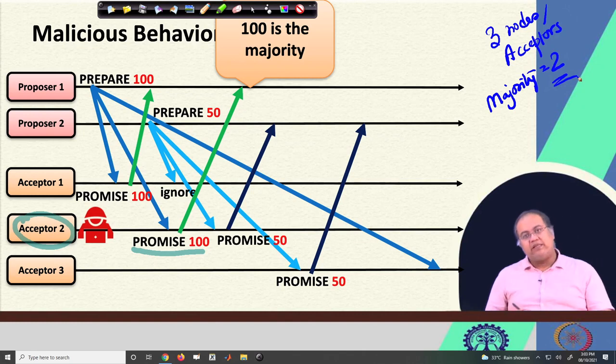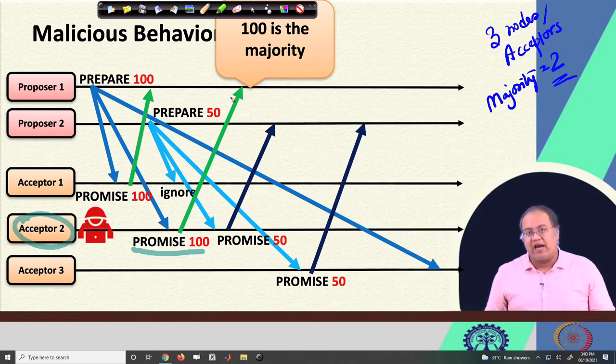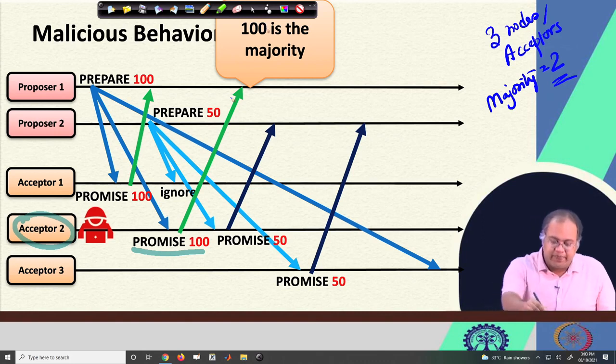So that means the moment you receive 2 messages, you will believe that you have received the voting, the messages from the majority, and you can think of it that the majority has agreed on this stage. As a consequence, proposer 1 sees that it has received 2 promise messages with ID 100.